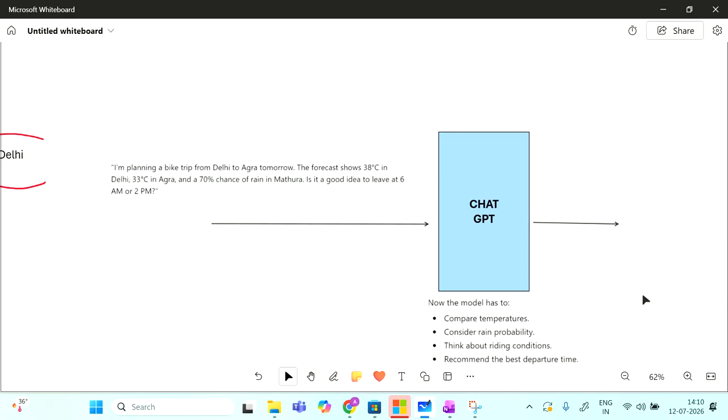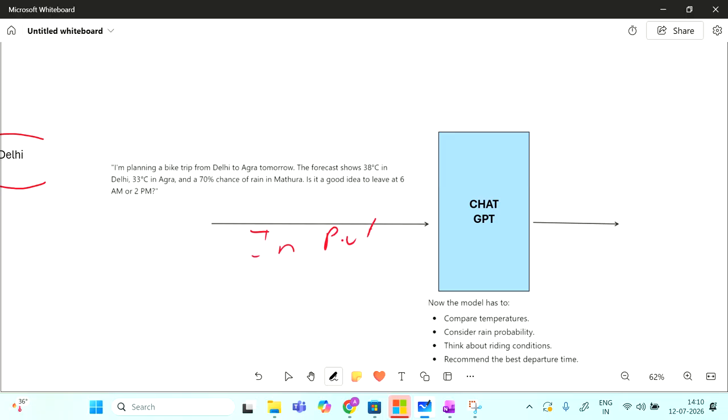I am asking my ChatGPT, I am planning a bike trip from Delhi to Agra tomorrow. The forecast should be 38 degrees Celsius in Delhi and 33 in Agra, and 70% chances of rain in Mathura. Is it a good idea to leave at 6 a.m. or at 2 p.m.? So this is not a very straightforward question to ChatGPT, right? This is my input.